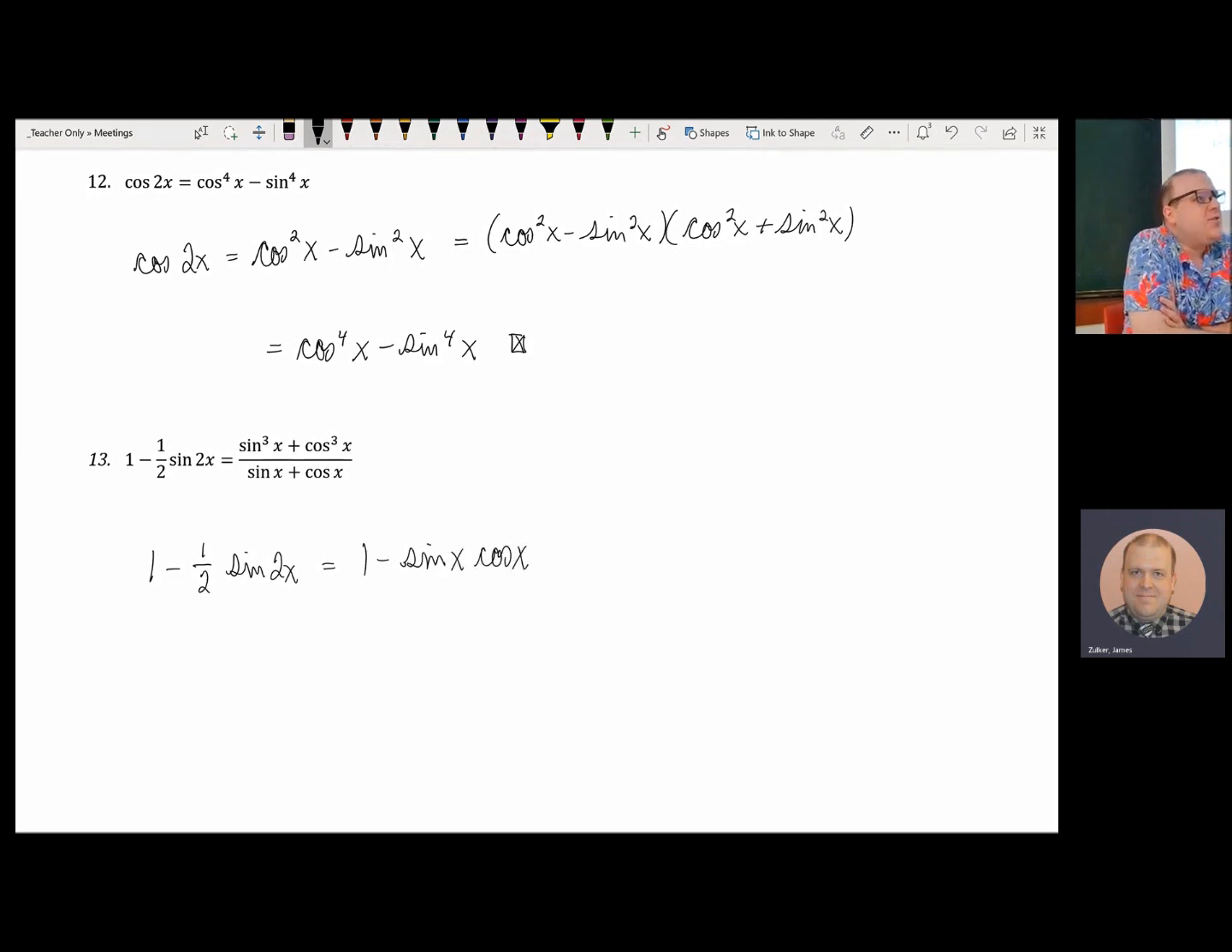So sine 2x is 2 sine x cosine x, right? So half of that would just be sine x cosine x.